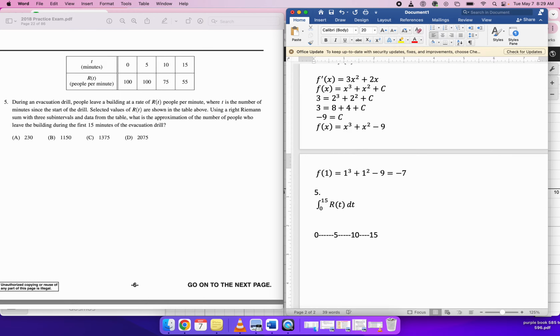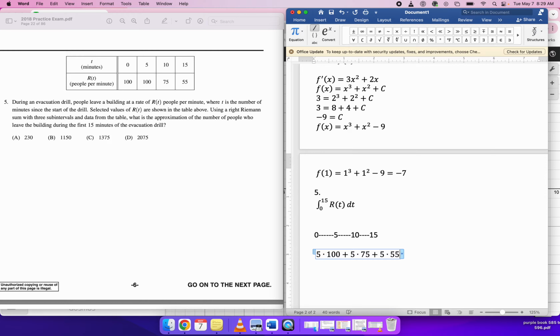Well, imagine drawing a rectangle above each of these subintervals. The rectangle on this first subinterval, its width, of course, is 5. How tall is it? Well, since this is a right Riemann sum, the height of the rectangle is determined by the value of the function at the right endpoint, which is 100, the value of the function here at 5, so that's 100. Plus, the next rectangle also has a width of 5, but its height being determined by the value of the function at the right endpoint, which is 10, would be 75. And then finally, 5 times the last one would be 55.